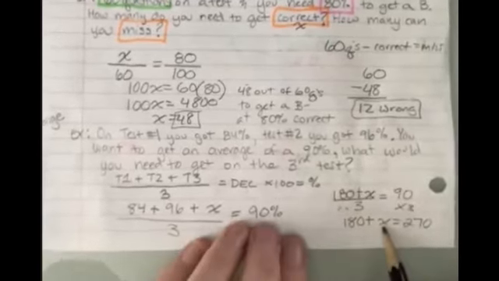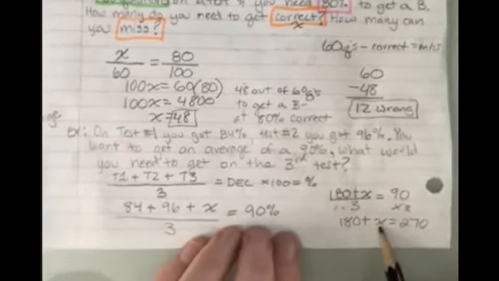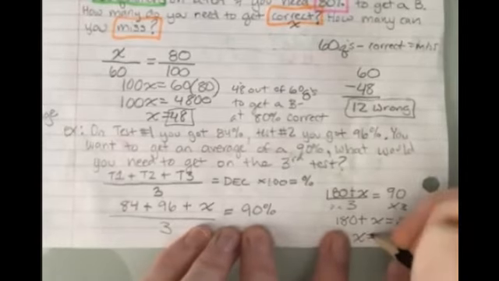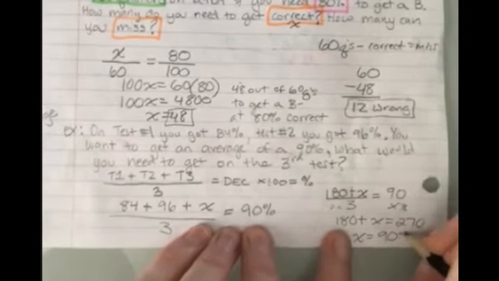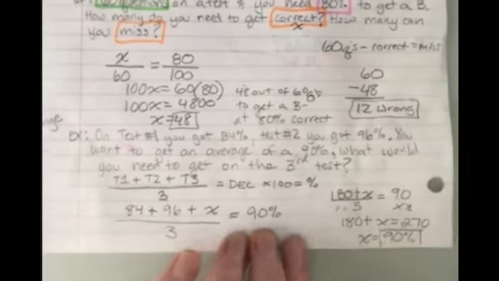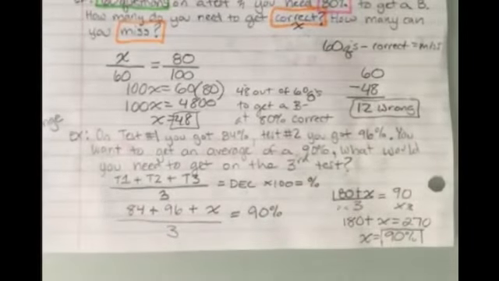Then how do you get X by itself now with inverse operation? Since it's positive 180, you subtract 180 from both sides. So once I subtract, I will see that on the third test, I need to still get 90% in order to average out 90% overall.